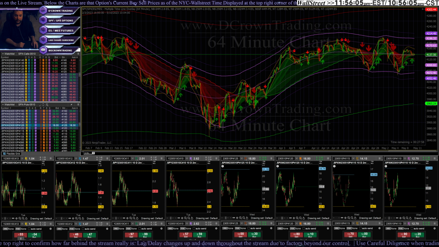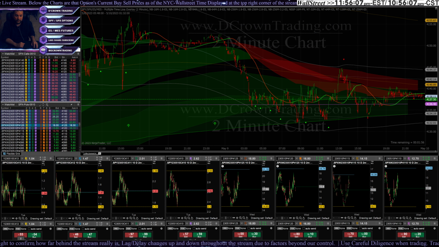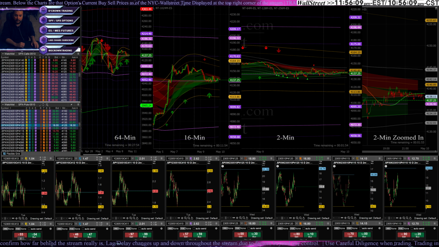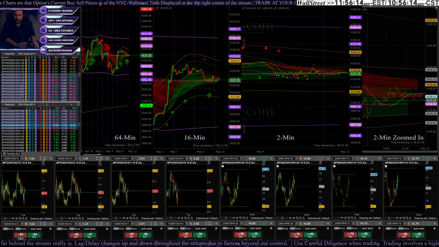Sometimes we want to take a look at all four charts. So what we'll do is that we'll do a kind of like a stack where we can take a look at all four charts side by side to get a better idea of what the levels that we're going to be looking at in case the market decides to go up or down.